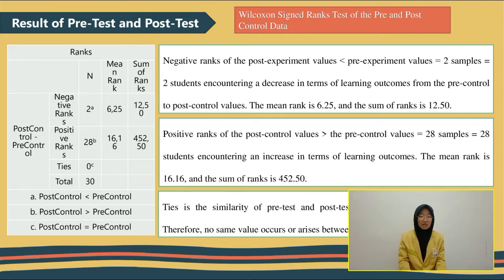The mean rank is 6.25 and the sum of ranks is 12.50. And the positive ranks of the post-control values are greater than the pre-control values. There are 28 samples. It means that 28 students showed an increase in learning outcomes. The mean rank is 16.16 and the sum of ranks is 452.50. And the ties show the similarity of the pre-test and post-test scores. The result is zero samples. It means that no same values occur between the pre-test and post-test.